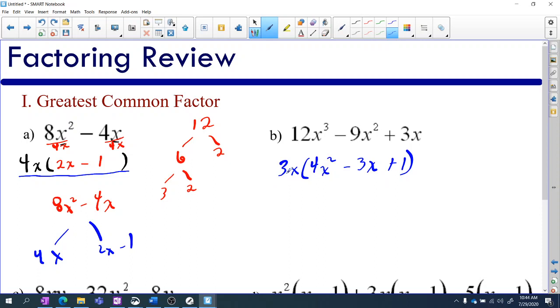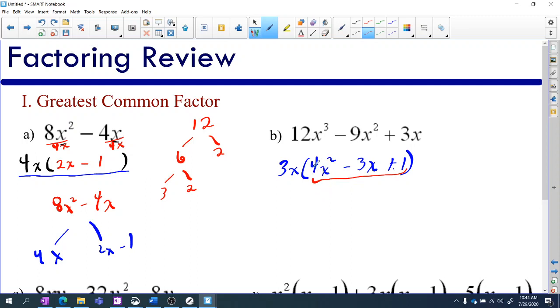If I just quickly check, 3x times 4x squared gives me that. 3x times a negative 3x gives me the middle one. 3x times 1 gives me that one. So I know it is correct. I'm going to give a quick look to this trinomial and make sure it doesn't factor any further. Now you'd have to recall some of your factoring strategies from last year, which we'll get to here shortly.